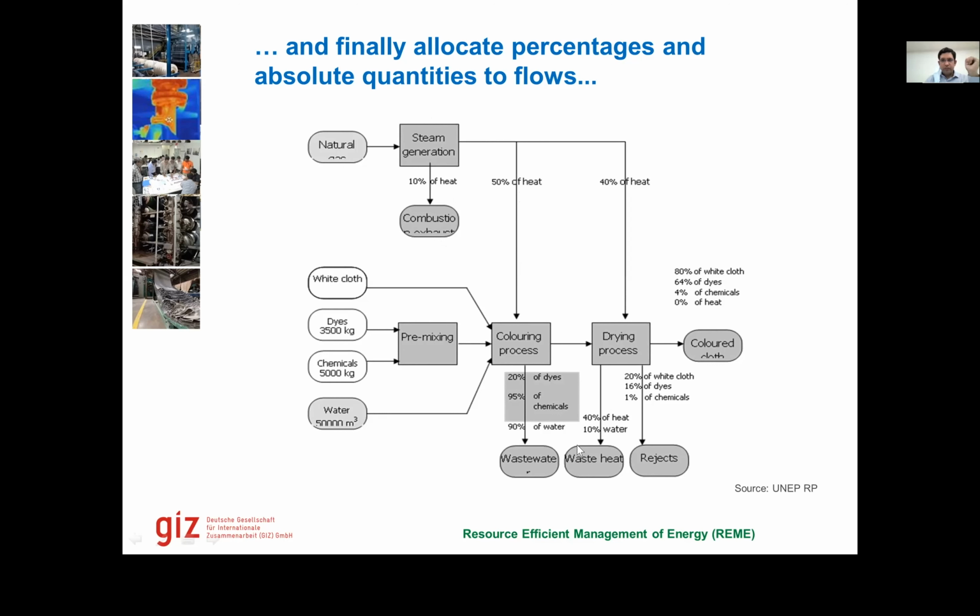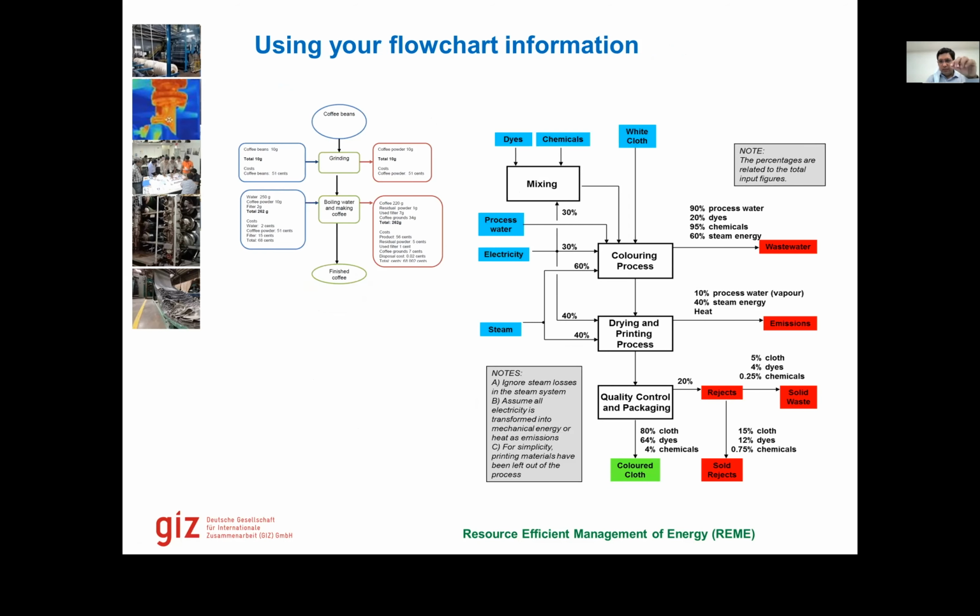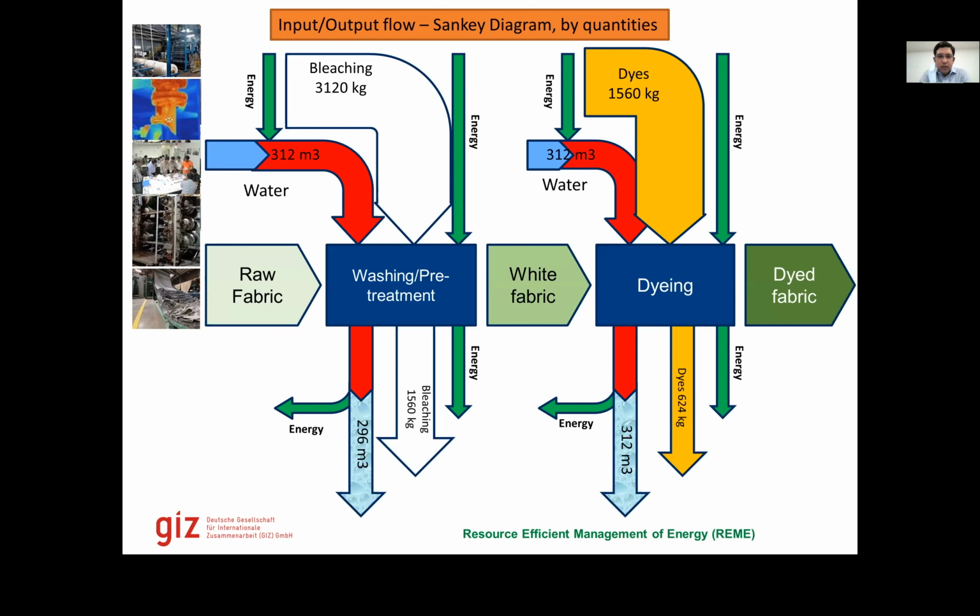So this is one way of quantifying the flows. And then we can put percentages there, for example. So how much percent of process water is going to the coloring process? How much percent of electricity, in this case, for example, 30% electricity is going to coloring process, 30% is going to mixing, 40% is going to the drying and printing process. Steam, for example, shows that 60% is going to the coloring process and 40% is going to the drying process. So this is how we can start to quantify our energy flows. We can also use a Sankey diagram. So a Sankey diagram then shows everything in arrows.